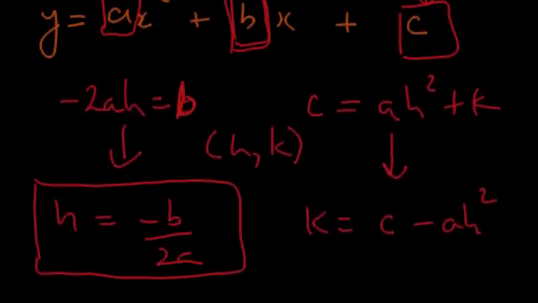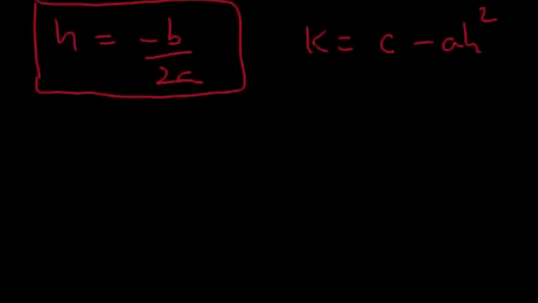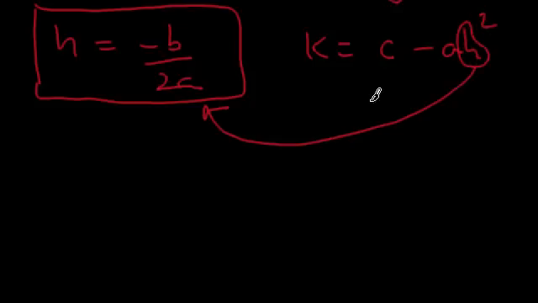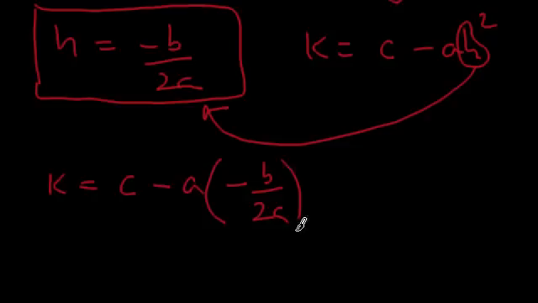And I'm going to scroll down here a little bit. We now know what h is in terms of b and a. So we're going to substitute negative b over 2a in for h over here. So let's go ahead and do that. So k is going to be c minus a times negative b over 2a all squared. And let's simplify that.